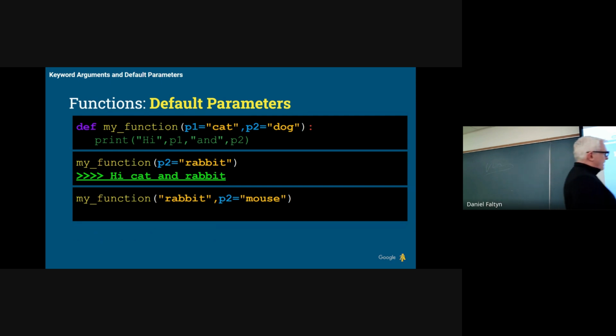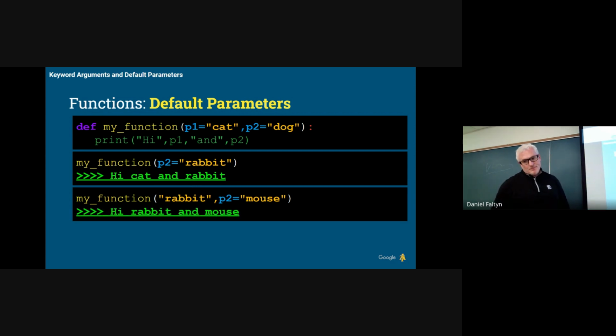I could similarly do this, but again, this is superfluous here. In this case, it's going to take rabbit as the first parameter and mouse as the second parameter.